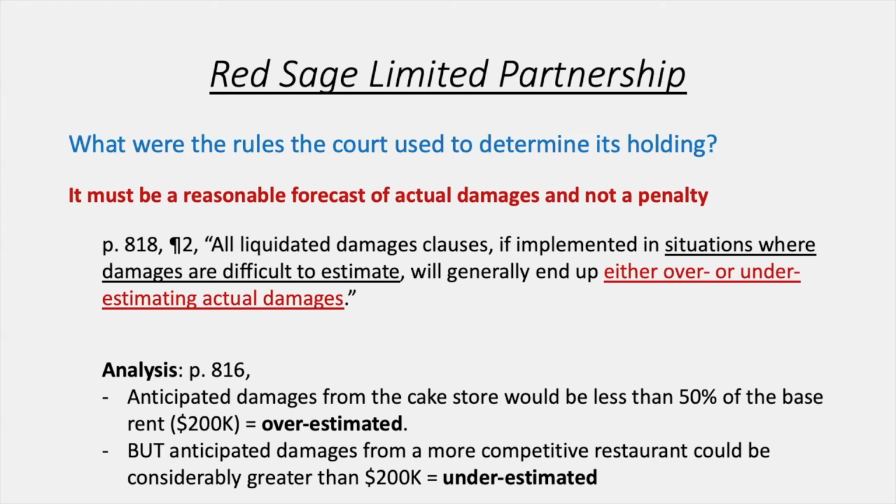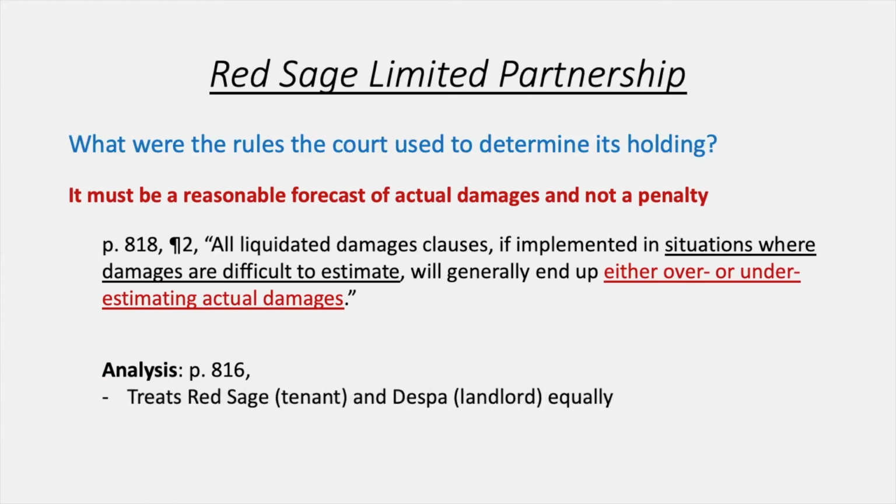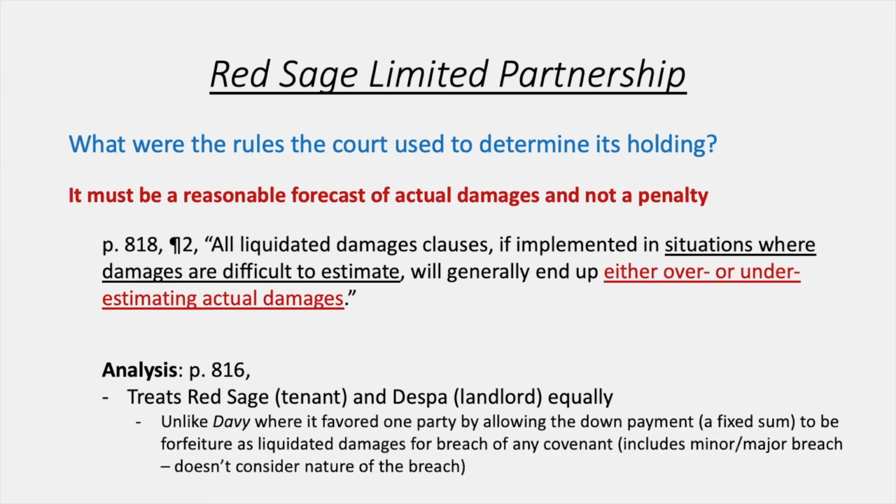And it's not a penalty because it's not saying that Red Sage doesn't have to pay any rent. It's just reducing the amount of rent because the value of Red Sage's tenancy in the building goes down when it has a competitor. This means the clause treats Red Sage and DESPA equally because DESPA could end up paying more than Red Sage's actual damages, but it could also end up paying less than Red Sage's actual damages. Different than the Davy case mentioned in the opinion that allowed a fixed sum to be forfeited as liquidated damages for breach of any covenant, and that included major and minor breach. It didn't consider the nature of the breach, whereas here was only 50% of a specific clause, the exclusive use agreement, not the whole contract itself.